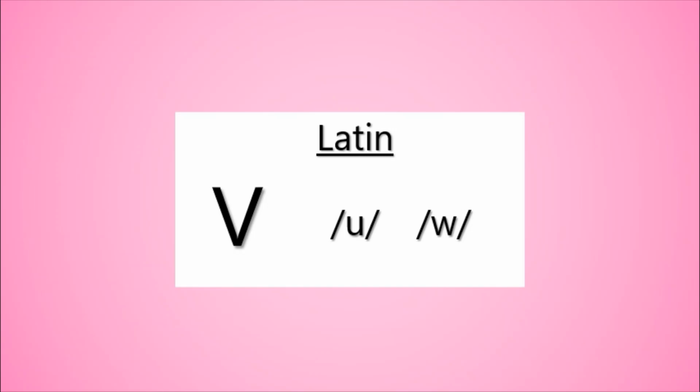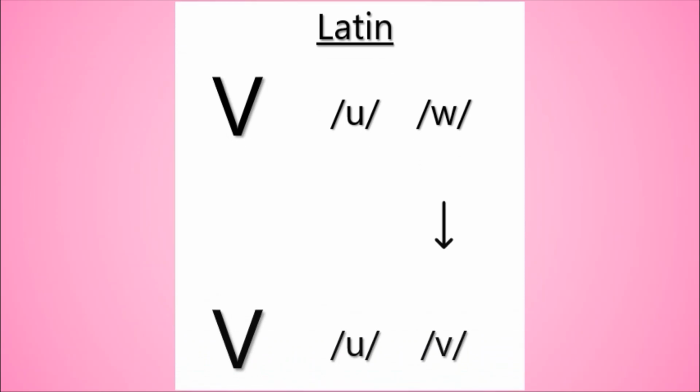The vowel part stayed the same, but the consonant W slowly changed to become V. This was a gradual change, and it didn't happen at the same speed across the Latin-speaking world. In fact, the Spanish pronunciation of the letter V today fits somewhere in between these two sounds.